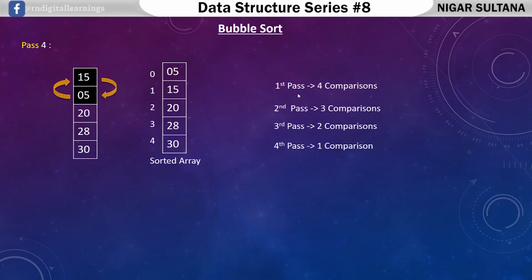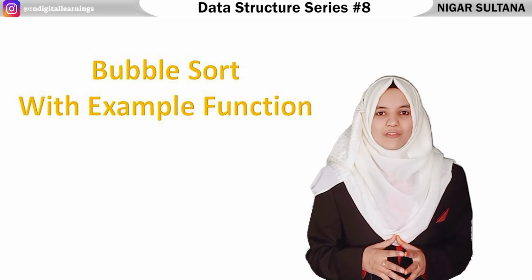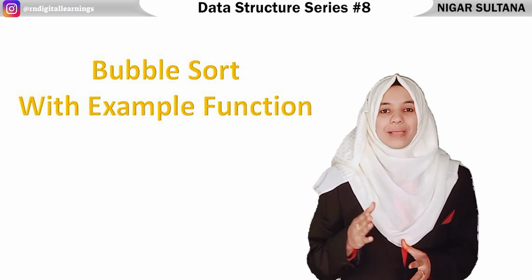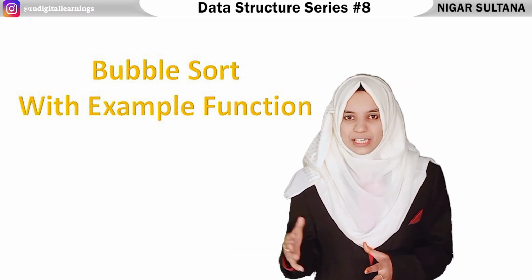So we have observed that in the first pass we have done 4 comparisons. In the second pass we require 3 comparisons. The third pass takes 2 comparisons, and at the fourth pass we require only 1 comparison. So this is the result of bubble sort. This is the working of the bubble sort technique, how we compare the elements to sort in ascending order.